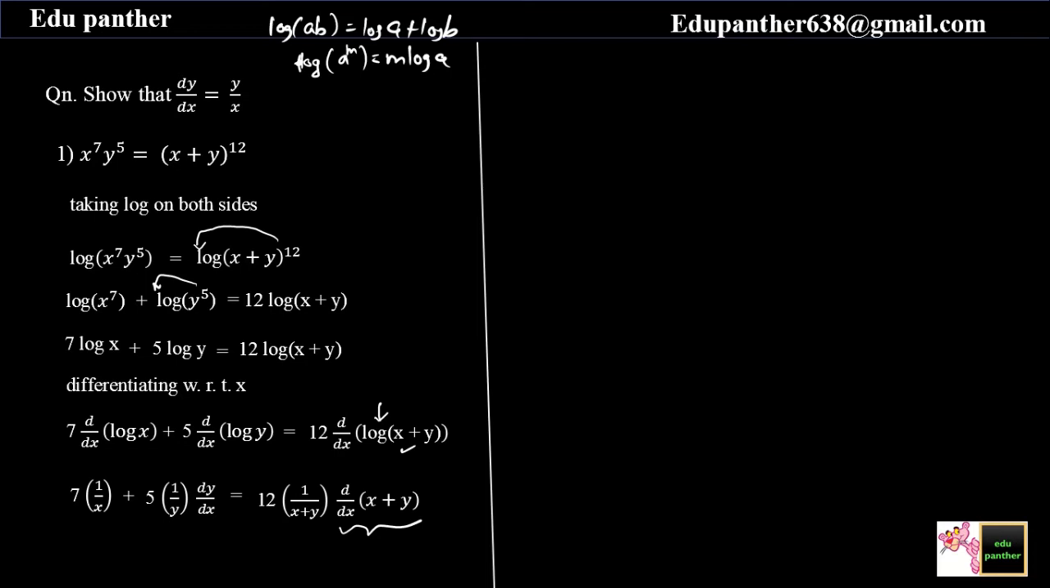Now next step, just simplify this. So your left hand side will be 7 by x plus 5 upon y into dy by dx is equal to, now this 12 upon (x plus y) will be as it is.